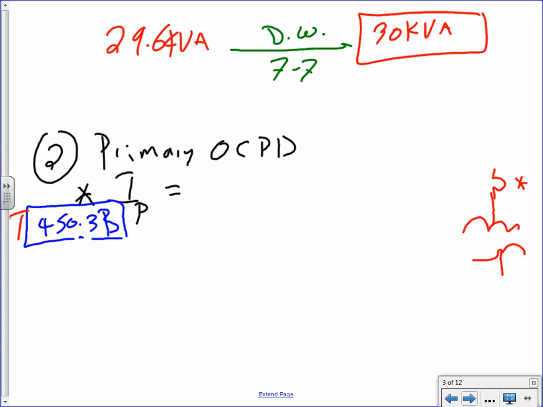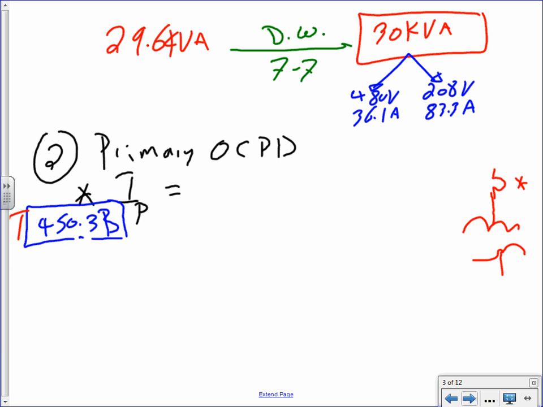Now from the get-go, if you go to the same table, it will give you two full load currents. We're going to calculate them anyway. At a voltage of 480, Jeff, what was the full load current for that particular transformer, right from the table? 36.1. Thank you. At 208 volts, right from the same table, what's the full load current? 83.3 amps. Directly from the table, guys.